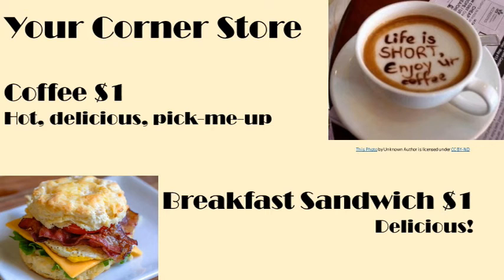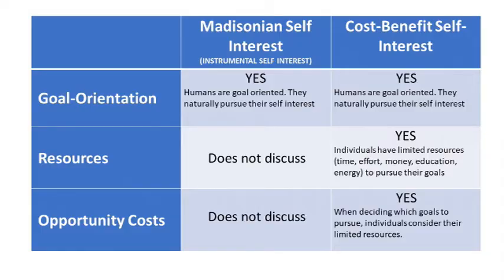Did you choose the breakfast sandwich? Wrong. You chose the cup of coffee. It will give you energy, and it's an appetite suppressant. Now, seriously, here's the thing. Whichever you chose, what did it cost you? Was it more than $1? From the cost-benefit perspective, the cost was more than $1. The price of the coffee was $1, plus sacrificing your opportunity to buy the breakfast sandwich.